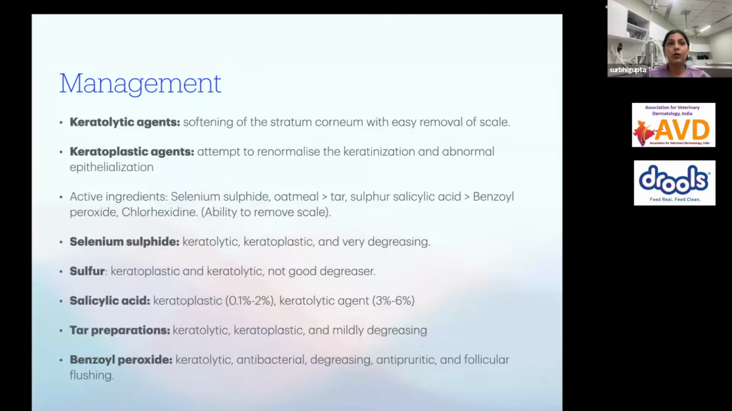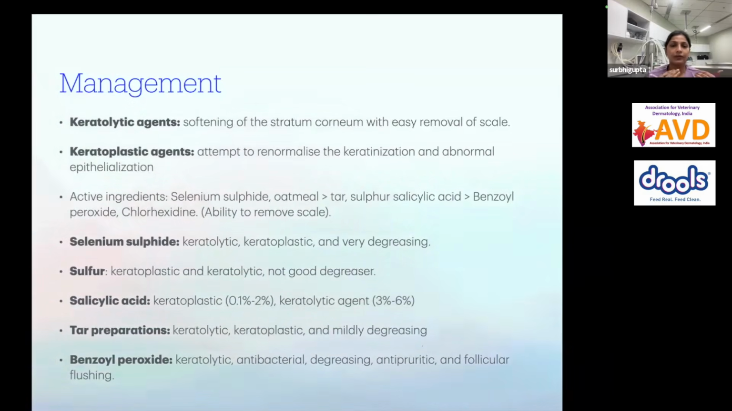So I always prefer to manage such cases with topical therapies, because how long are you going to give the oral medication? The moment you stop the oral medication, it is going to come back. So we have to rely pretty much on the topical therapies, and see how these are going to help.